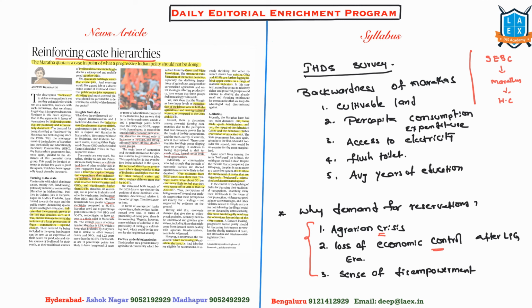And the most important criterion to be seen to understand the reservation policy is backwardness. There is a survey, the Indian Human Development Survey. According to this, Marathas are stated to be not backward. There are various criteria which it has taken. One is the number of years of education, access to electricity, per capita consumption, etc. When these are observed, they are below the Brahmins, but they are equivalent to the other upper castes and also the OBCs. So it means that they are on par with existing other social groups.